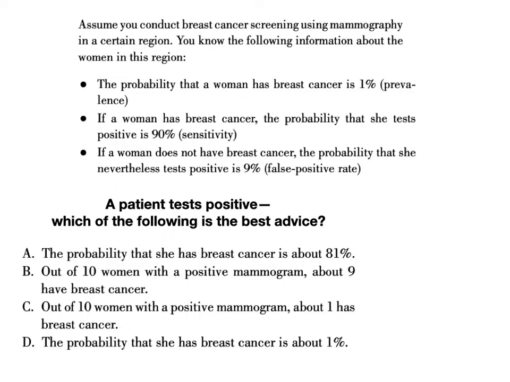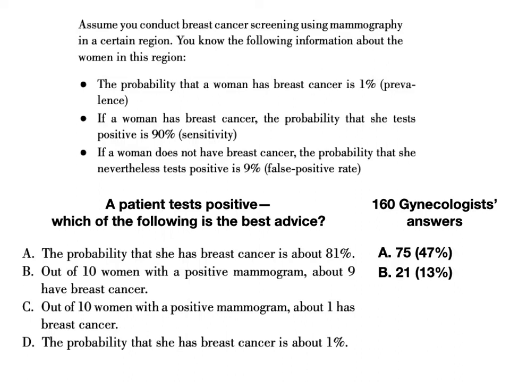Here's how 160 gynecologists answered this question about this conditional probability situation. 75, so 47% picked A. 21 picked B, 13%. 34 picked C, 21%. And 30 picked D, 19%. Which one is correct? If you just went with the gut-fired shots from the gynecologists, you'd think A was correct. They've done some kind of combination. They've kind of computed, okay, well, there's a 90% chance it's right, but there's a false positive rate, I'll subtract that off, blah, blah, blah. The correct answer is C.